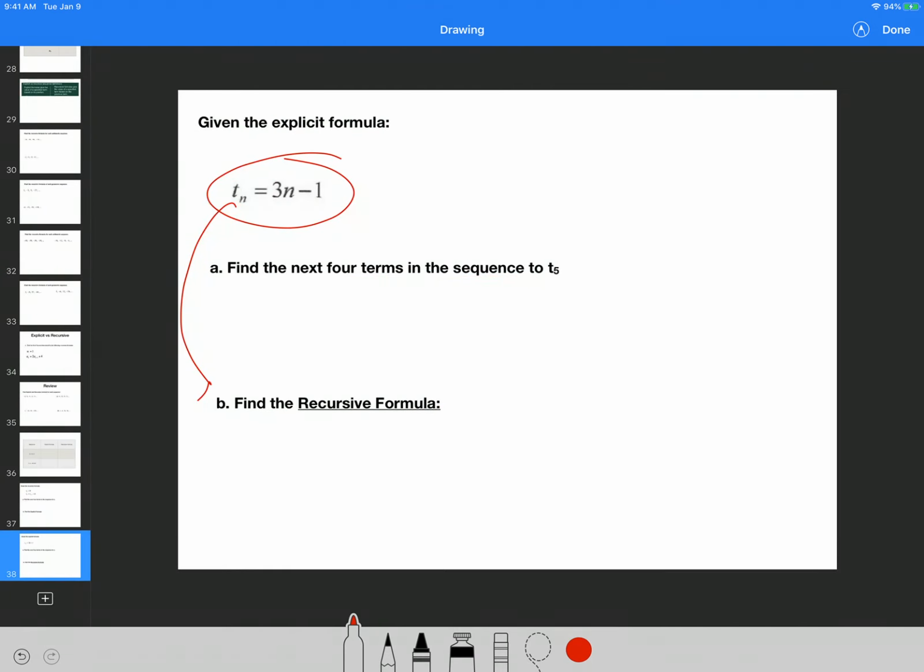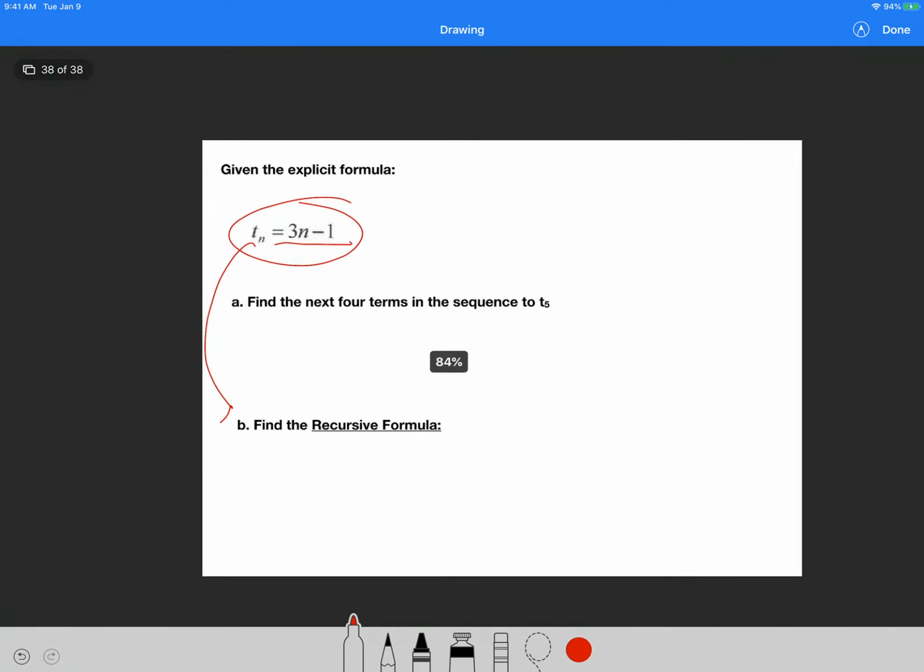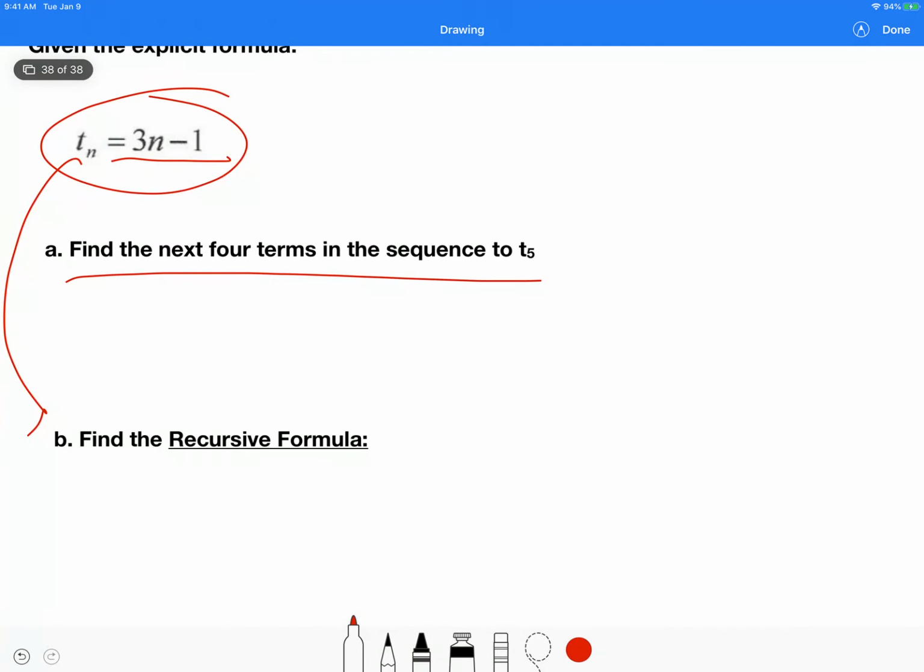For my second, I have an explicit formula, 3 times n minus 1. So I am going to use that to find out what my next 4 terms in the sequence would be. Remember, I need to find out when n is equal to 1, n is equal to 2, n is equal to 3, n is equal to 4, and n is equal to 5. If I plug those numbers in accordingly, 1 times 3 minus 1, that's 3 minus 1, which is 2. When I plug in 2 here, I get a 5. When I plug in 3 there, I should get a 7.